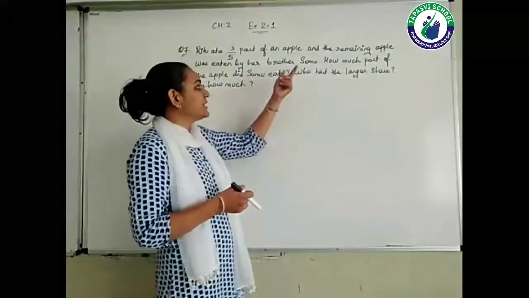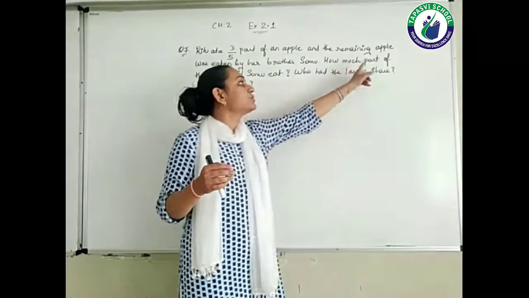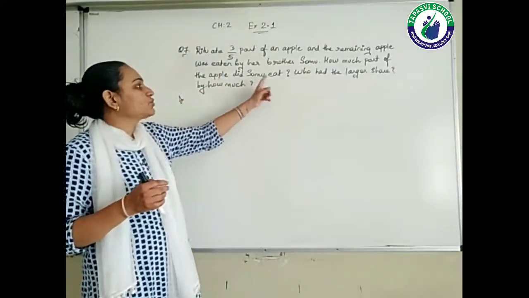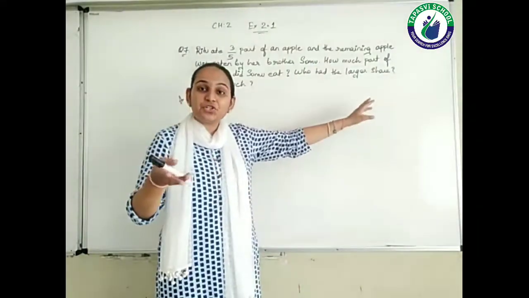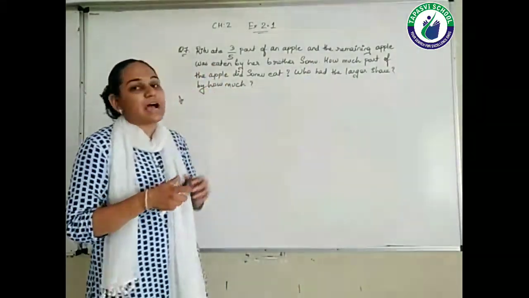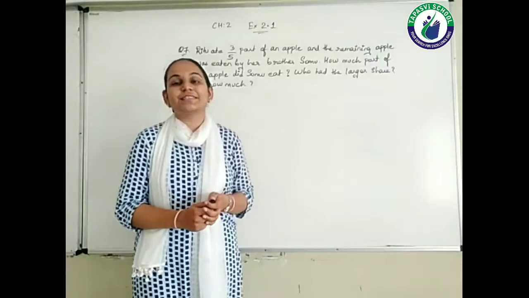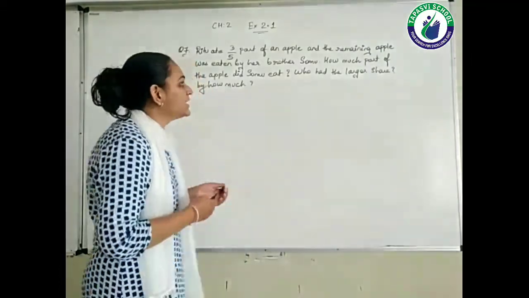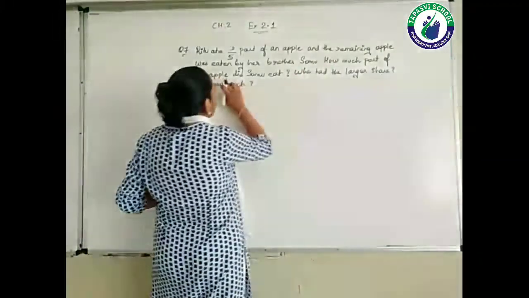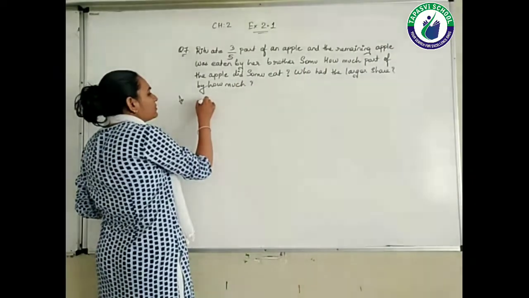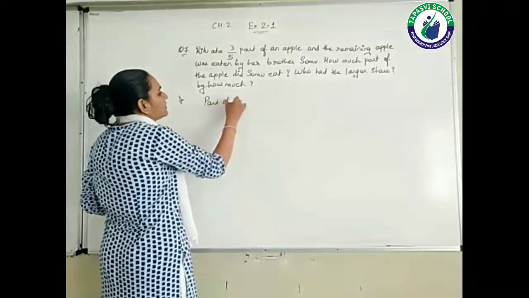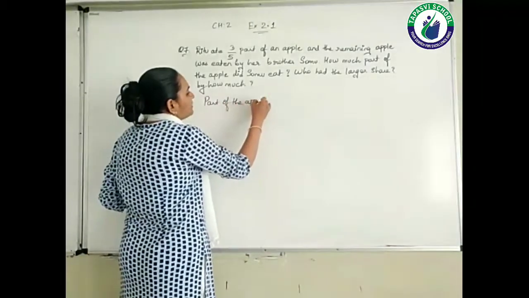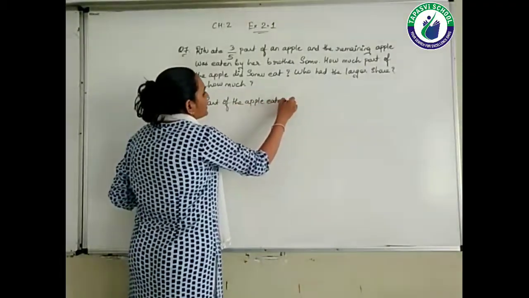Now we have to answer 3 questions here. How much part of the apple did Somu eat? Next one is who had the larger share, and the last one is by how much. So let's see the answers to all these questions. So the first one is how much part of the apple did Somu eat? So the part of the apple eaten by Somu.